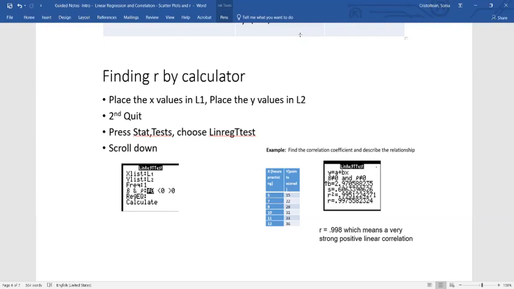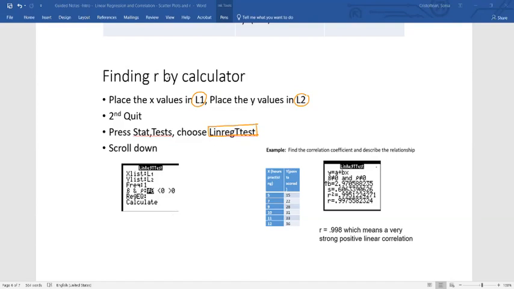This is what you can try, or maybe you can come back and try after. You will see how it's done on the next example. You will simply place x values in L1 and y values in L2, and then you will choose a test, which is called linear regression t-test. And under the linear regression t-test, you will be able to find R.